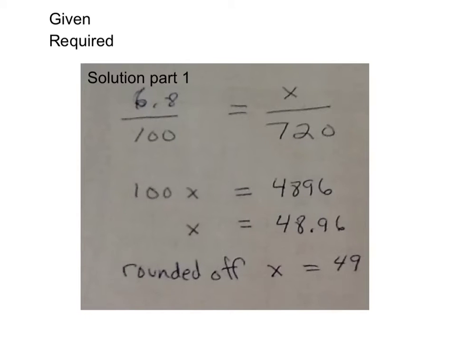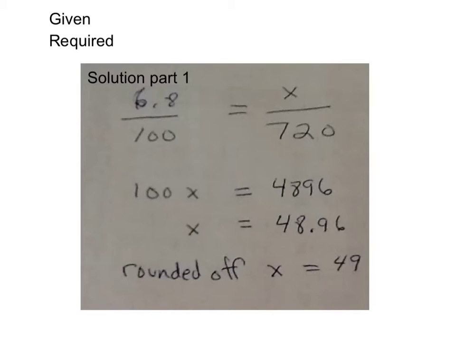So the first thing is I always like to use the GRASS method. I was given that his car gets 6.8 liters per 100 kilometers, and I have to drive 720 kilometers to get to his friend's house. I'm required to find how much it's going to cost to get to his friend's house and back. But to do that, I'm going to have to know how many liters I'm going to be using. So I really need to find the liters of gas used first, and then I'll multiply it by the price of gas. So there's two parts to my solution.